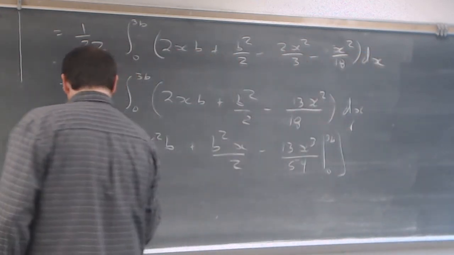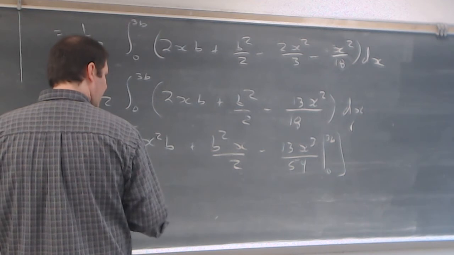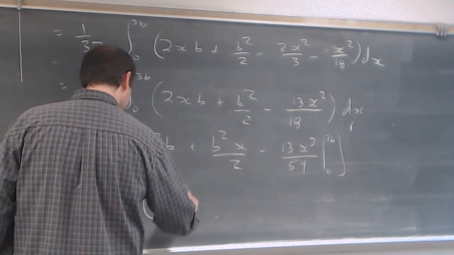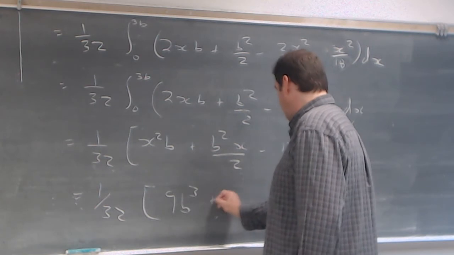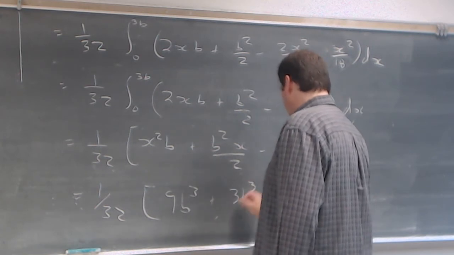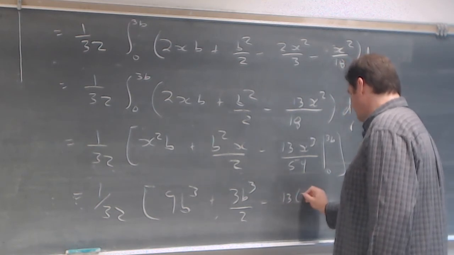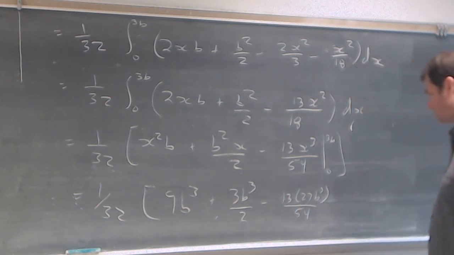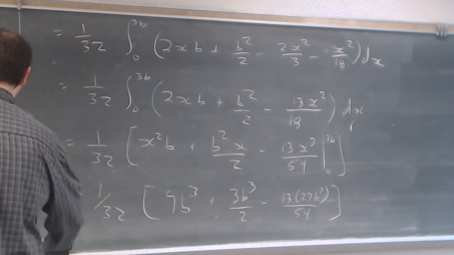This is equal to 1 over 32. Here I'm sticking in 3b, so this becomes 3b squared, that's 9b squared, that's 9b cubed. Okay. Here I stick in 3b, I get plus 3b cubed over 2. Here this becomes minus 13 times 27b cubed over 54. And when you stick in 0, you get nothing. So you don't have to subtract it. Well, we're almost done.